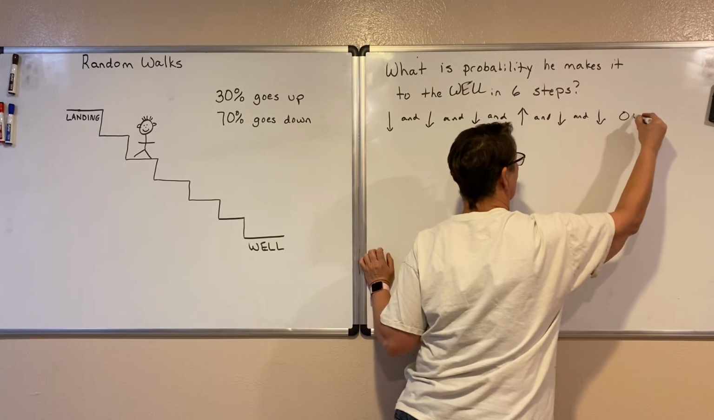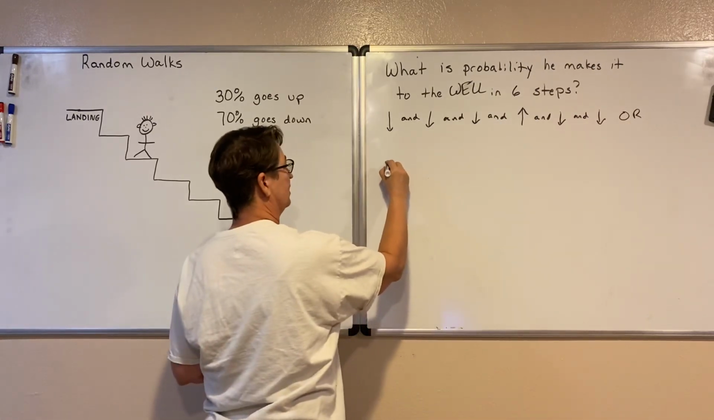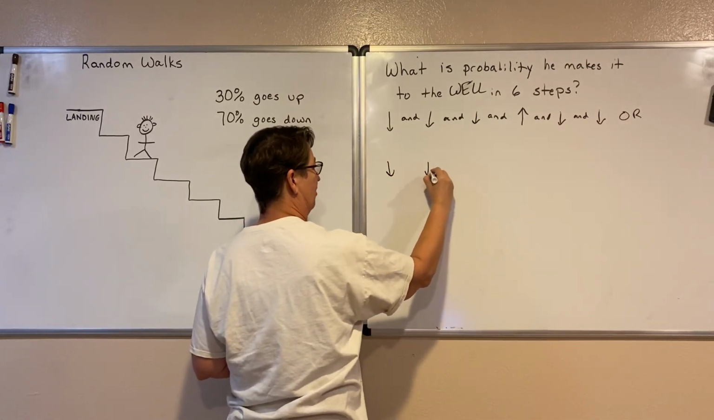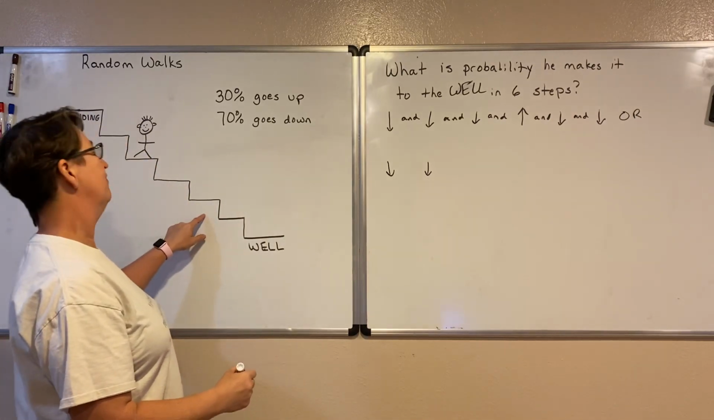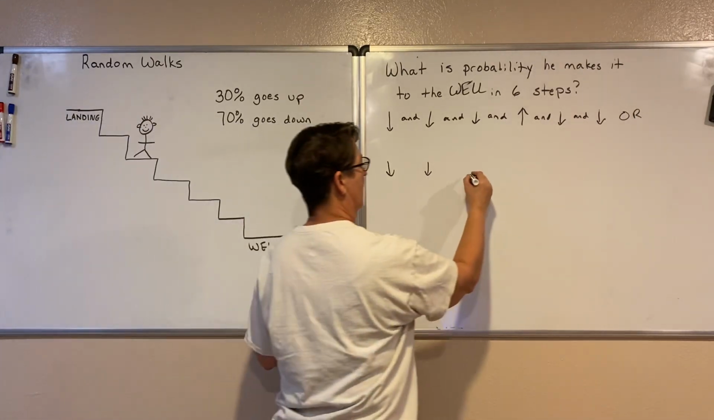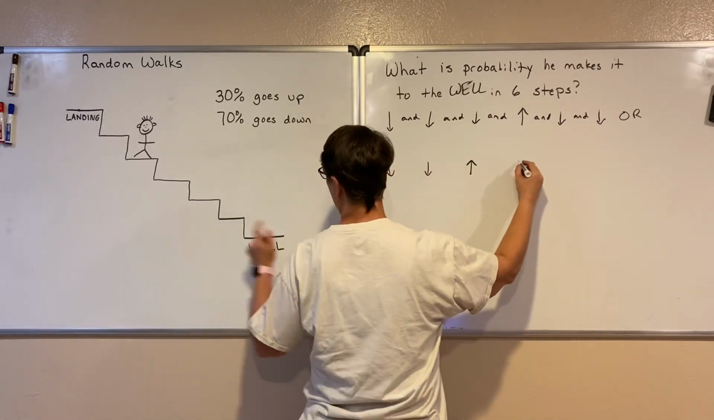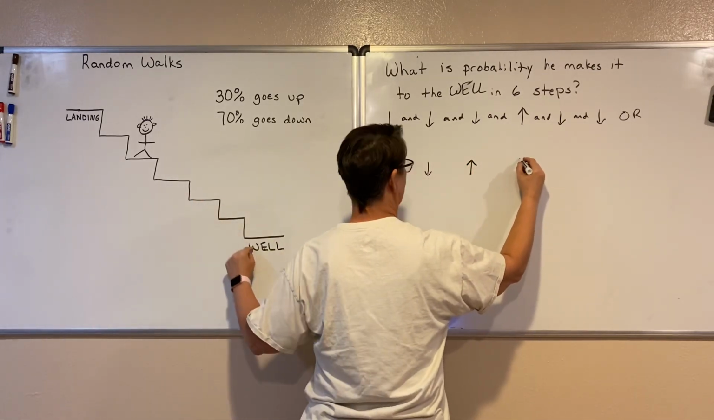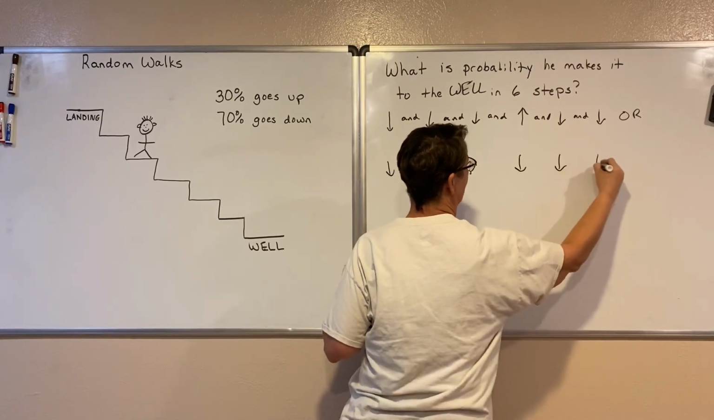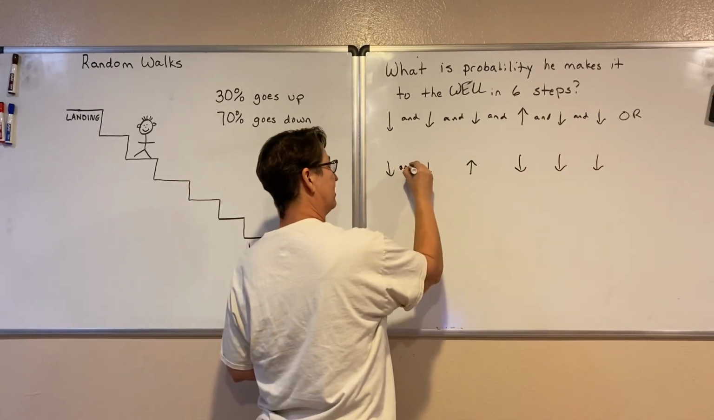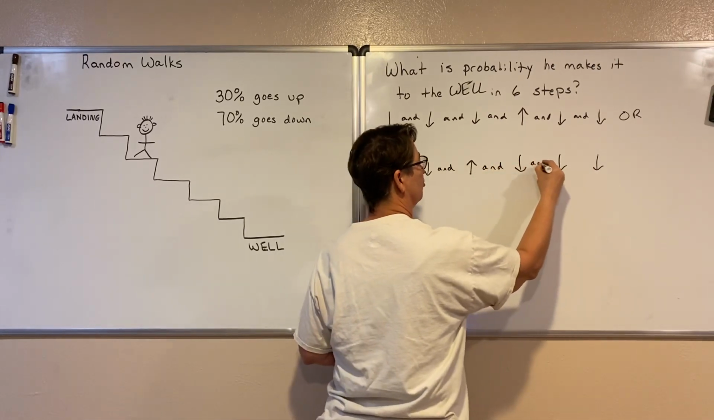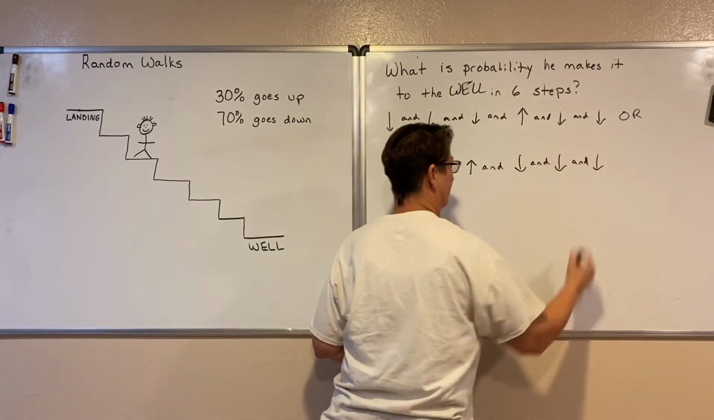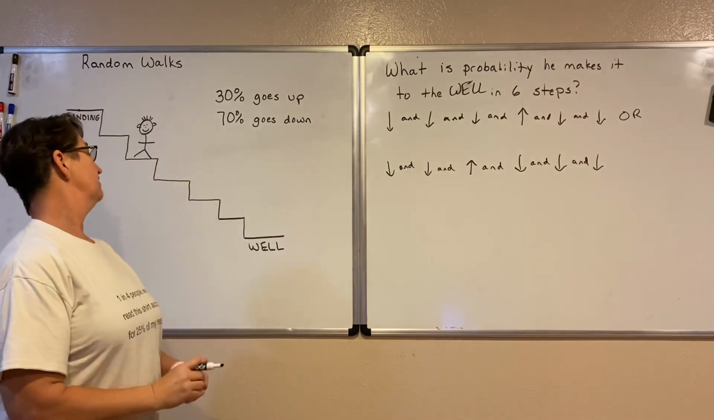Or he could go down and down, just go down twice this time, 1, 2, and then go back up, and then down, down, down, down, and down, and down. And again, I'm saying and in between each one of those, so I'm going to write the word and in between each one of those. Is that all of the ways?